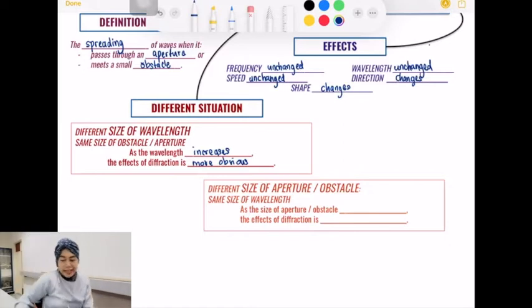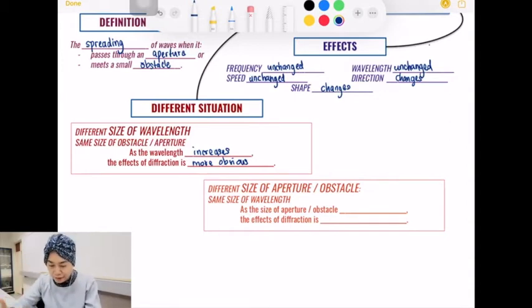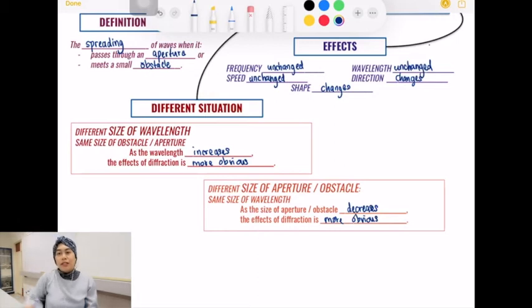The second situation is a different size of the aperture or the obstacle. If you make the opening bigger or smaller, or the rocks or things that you put in the ripple tank smaller or bigger, how will it affect diffraction? Let's say the smaller size. The smaller the opening, the smaller the aperture, or the smaller the obstacle, the more obvious the effect of diffraction will be. It means you can see the spreading out of the wave even more.